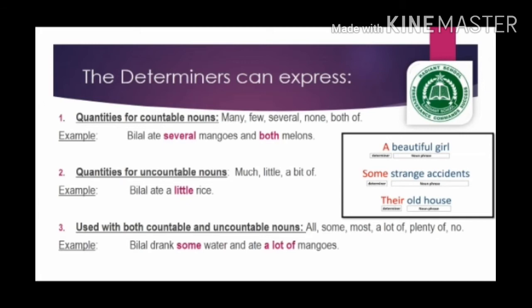The third thing that a determiner can express is that it is used with both countable and uncountable nouns, like all, some, most, a lot of, plenty of, no. These are the determiners that come with both countable and uncountable nouns. If you use them in a sentence: Bilal drank some water and ate a lot of mangoes. Here some and a lot of are telling us the quantity of a noun. These are determiners.